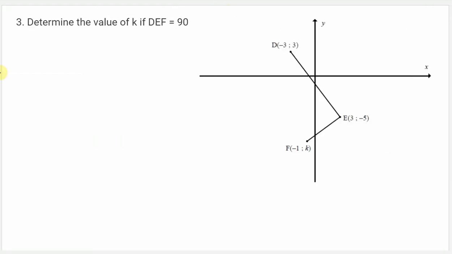The next question says, determine the value of k. Remember, I said that once you see a variable in some coordinates, you will be expected to find that variable. So they say determine the value of k if DEF is 90 degrees. So let me just indicate over here, put a little mark to show that the angle here is 90. This is the angle that we are looking at.